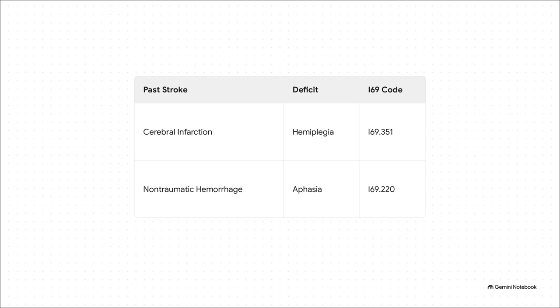For example, a past cerebral infarction that resulted in hemiplegia on the right dominant side gives us the single code I69.351. Or, let's say, a past non-traumatic hemorrhage causing lingering aphasia gives us I69.220. You aren't just broadly coding weakness or speech problems, no way. You're capturing the exact historical cause and the precise current deficit linked together perfectly.